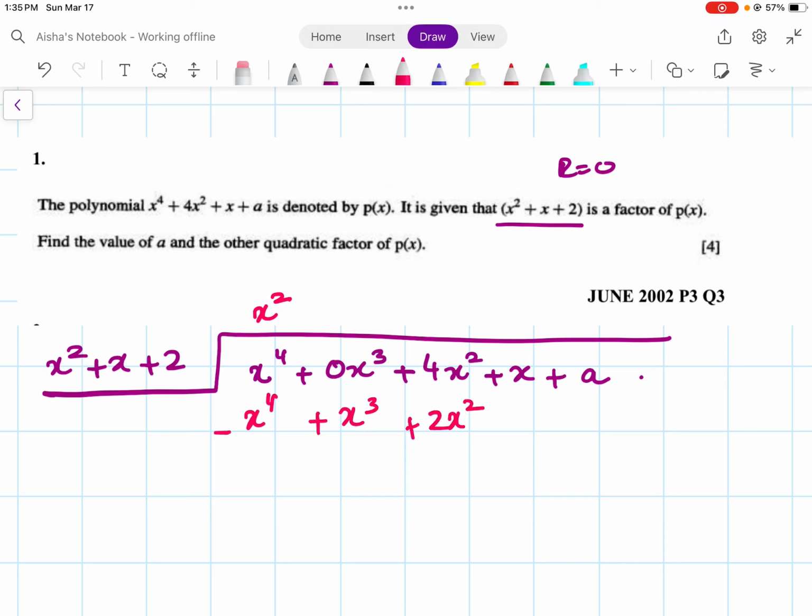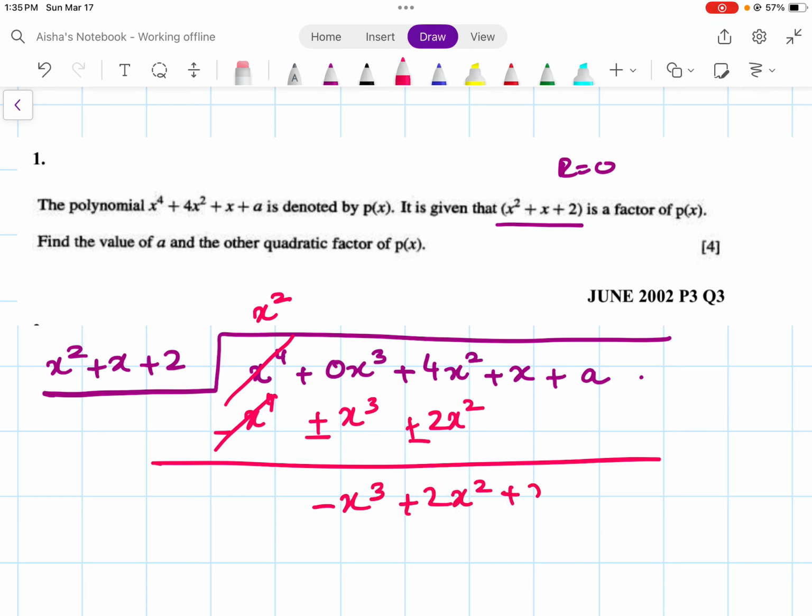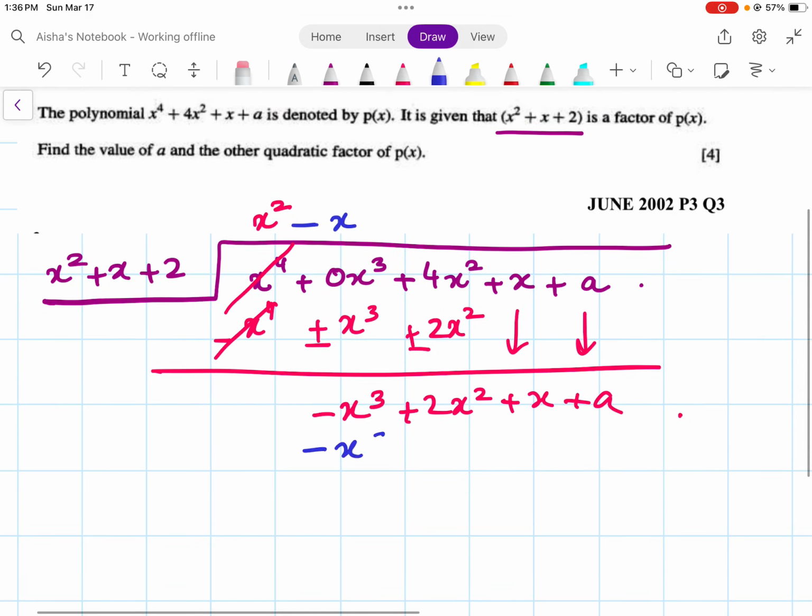And what we do is we subtract these expressions. Does it make sense? This cancels out. Minus x cube plus 2x square plus x plus a. This is copied down. Does it make sense, Abdullah? Yes. Okay. Now x square, I have to make minus x cube, so I'll multiply it with minus x. Minus x cube minus x square minus 2x.